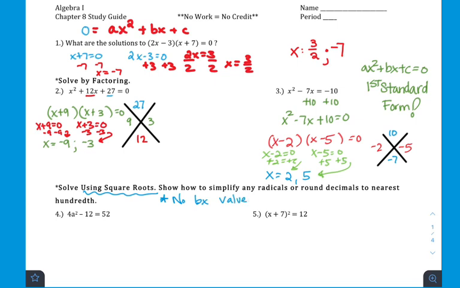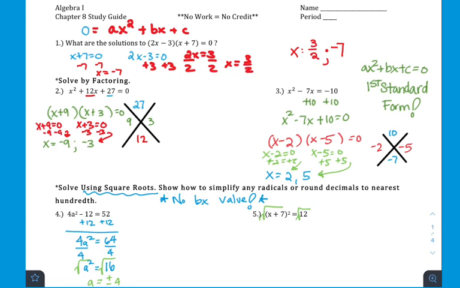And in the first one, because there's no bx value, I can see that I'm going to solve for a squared to root it. So I have to isolate my exponent. So I first add 12 to both sides and divide by 4, and then I get a squared equals 16. I square root both sides, and I get that it could be plus or minus 4, right? Because remember, it's 4 times 4, or negative 4 times negative 4. So our answers for square roots are always a positive and a negative version.